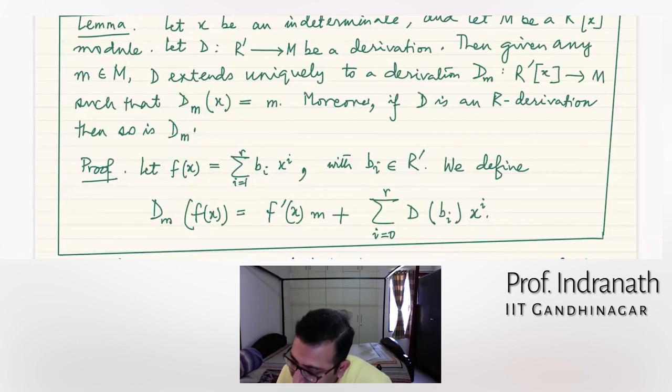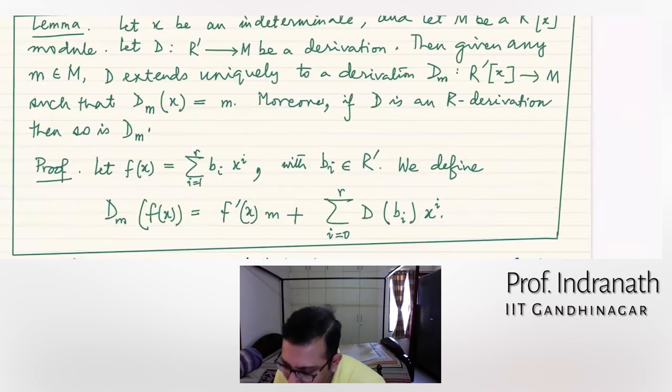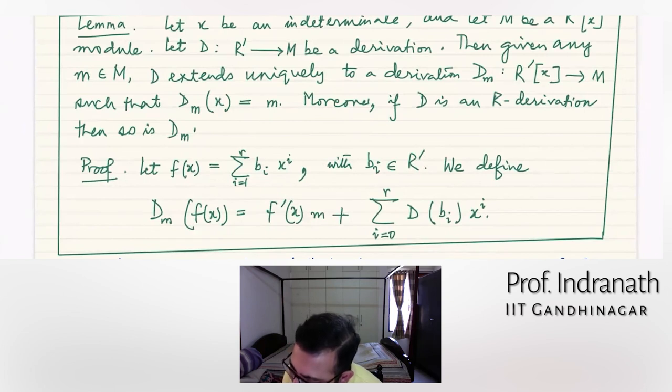So now they can be extended to derivations from R' to R' by the following lemma. It's kind of very simple: if x is an indeterminate and M is an R'[x]-module, you know what we really mean in this case. Let d from R' to M be a derivation, then given any m in M, d extends uniquely to a derivation d_m from R'[x] to M, such that d_m of x is m.